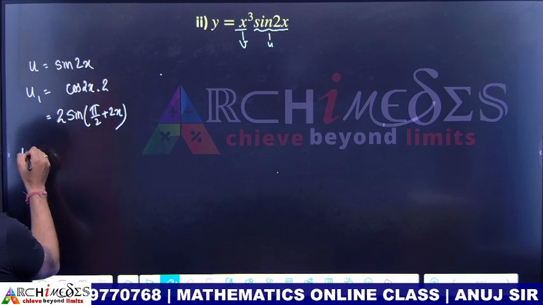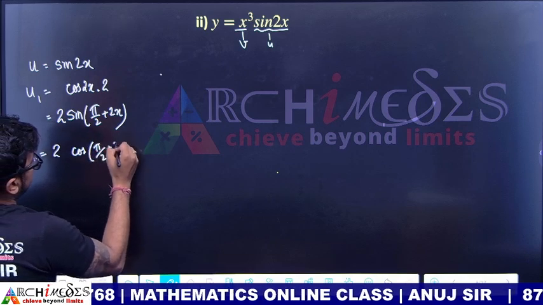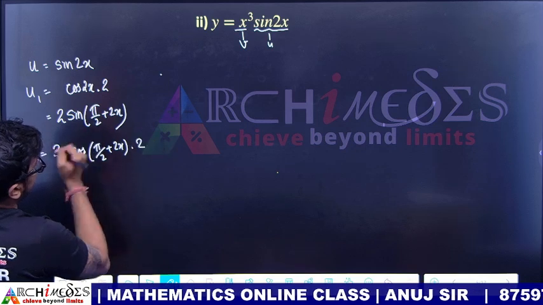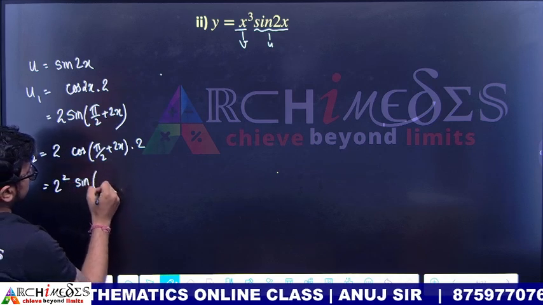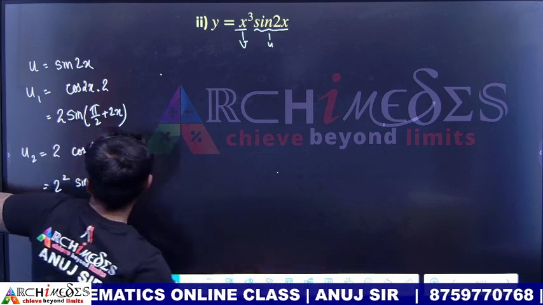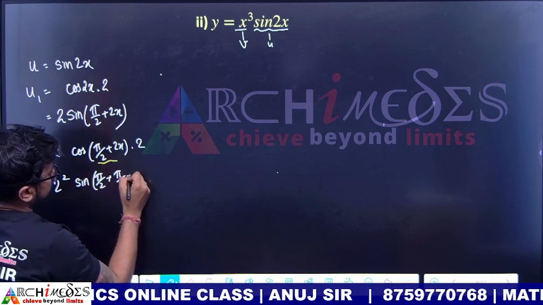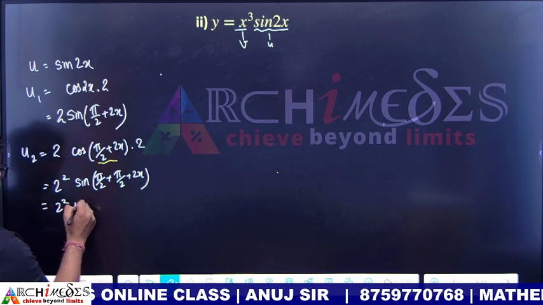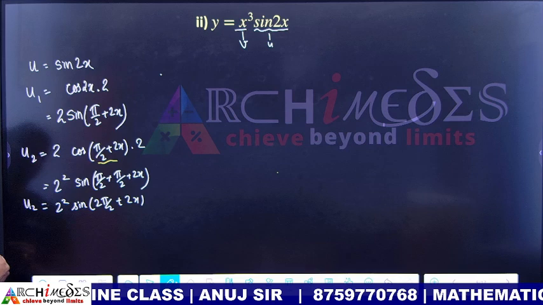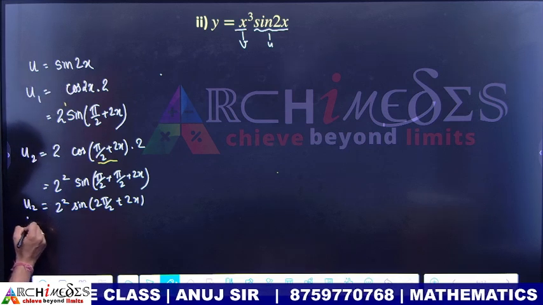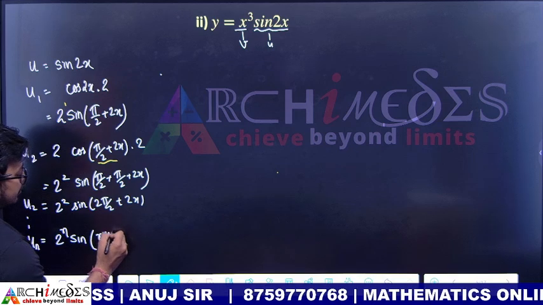Am I clear? So what is u2 then? The derivative of 2 sine is cos again, of pi by 2 plus 2x, again into 2, applying the chain rule, because the derivative of pi by 2 is 0 and the derivative of 2x is 2. So it is 2 square. Again you have to convert cos to sine as sine of pi by 2 plus theta, because this is now theta. So that means 2 square sine of 2 pi by 2 plus 2x. So you see that for 1 it is 2 to the power of 1, for 2 it is 2 square. So we can say that un is 2 to the power of n sine of n pi by 2 plus 2x.